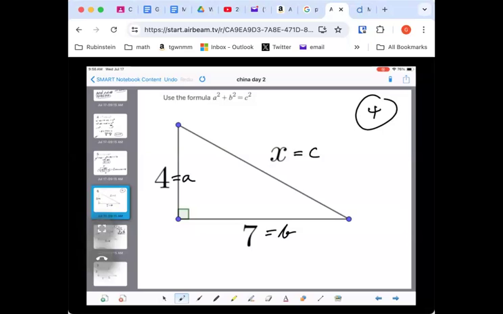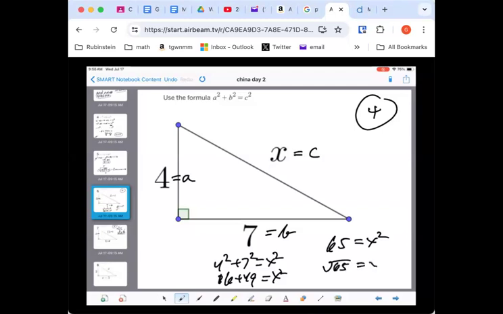Okay, good. Looks like we're on the same page now. So for number 4, it's 4 squared plus 7 squared equals x squared. 16 plus 49 equals x squared. 65 equals x squared. And 65 is not a perfect square, so we could just write square root of 65. It's a little bigger than 8.